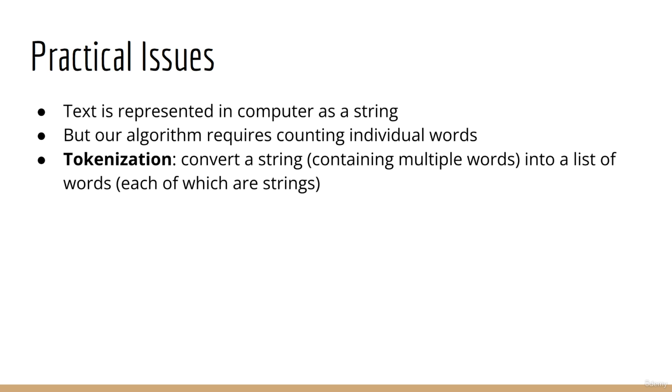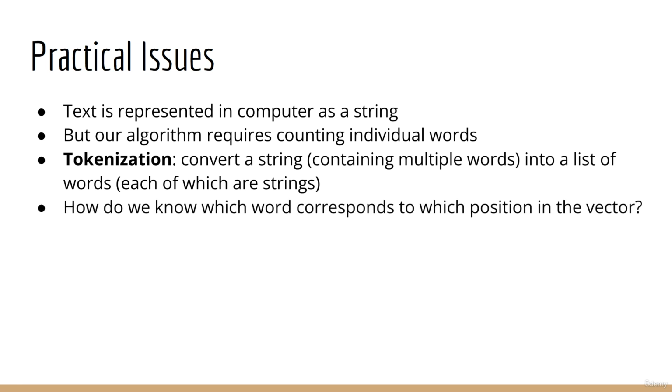The second issue is this, which we sort of alluded to earlier. How do we know which component of our document vectors corresponds to which word? How do we keep track of this information? Clearly, we're going to need some kind of mapping that will tell us which position corresponds with which word. Again, we will discuss this shortly, but I want you to start thinking now about how this might be done.